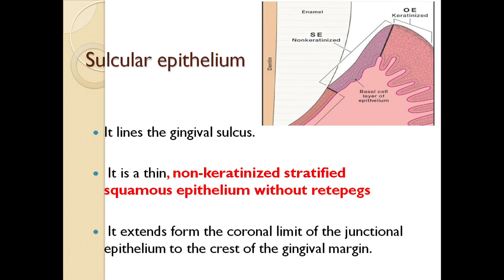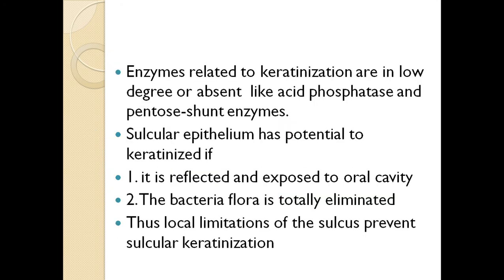Sulcular epithelium, which lines the gingival sulcus, is thin, non-keratinized, stratified squamous epithelium without rete pegs. It extends from the coronal limit of junctional epithelium to the crest of the marginal gingiva. Enzymes related to keratinization, such as acid phosphatase and pentose shunt, are in low degree or absent.